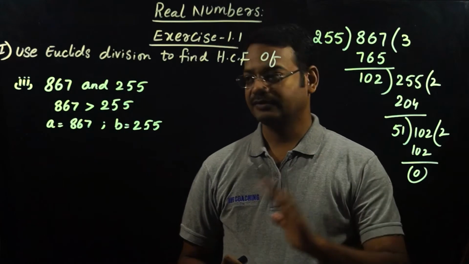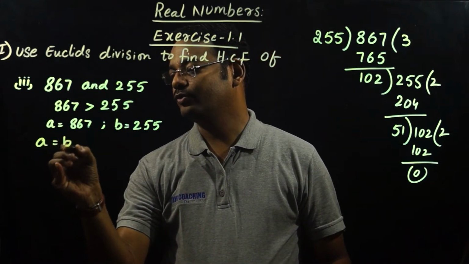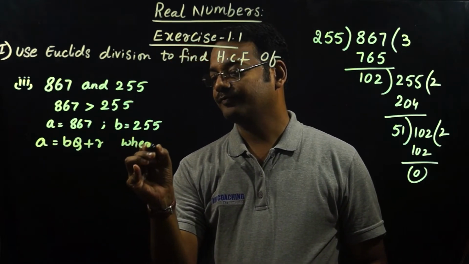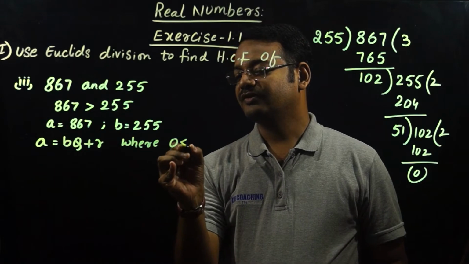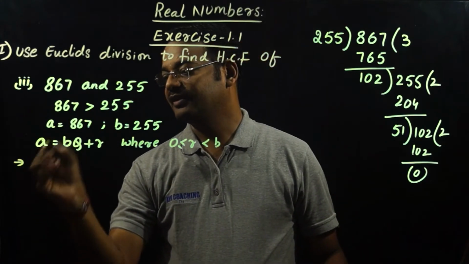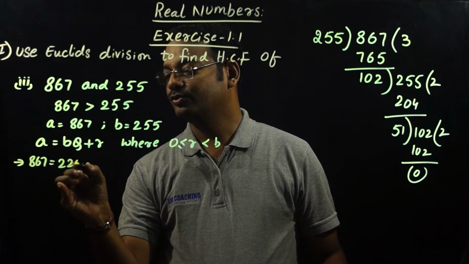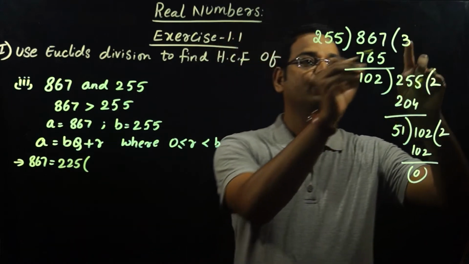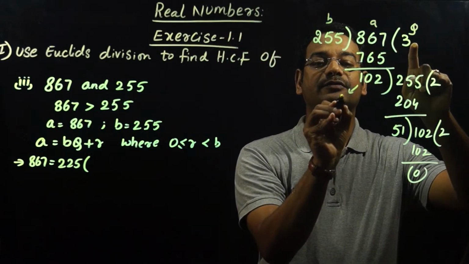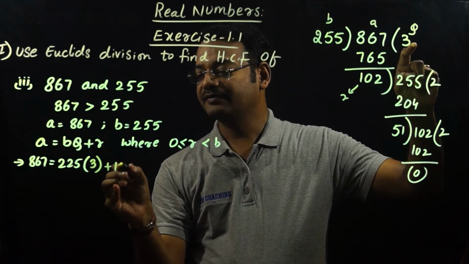Now we apply this to the division lemma. Division lemma says that A is equal to BQ plus R, where 0 is less than or equal to R, and R is less than B. Now in the first step, A is 867, B is 255. From here Q is 3 and the remainder is 102.